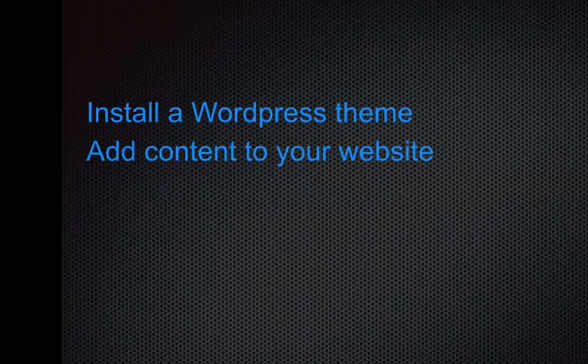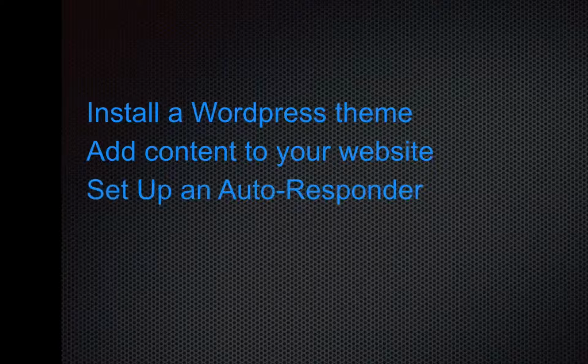And in this one, we're going to cover how to install a WordPress theme, how to add content to your website, how to set up an autoresponder, which is an automatic emailing system. So what we're going to do is, first thing we need to do is log into your WordPress site.